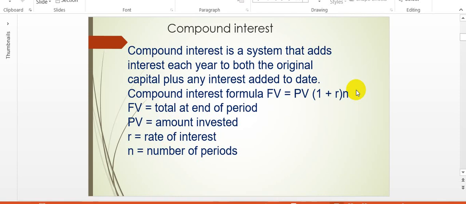The formula for compound interest is future value equals present value, which is the amount invested or the principal, open brackets 1 plus R, close brackets to the power N, N being the number of periods over which the interest is to be earned, and R being the rate of interest.